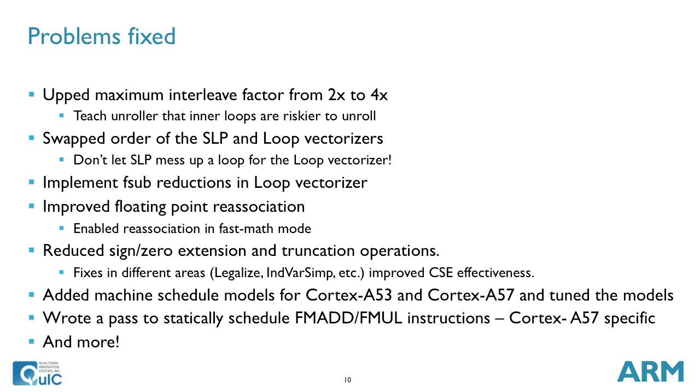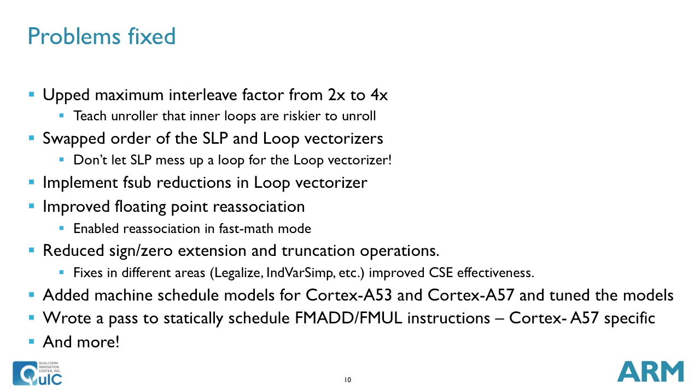We upped the maximum interleave factor from 2 to 4 times. The interleave factor is what the loop unroller in the loop vectorizer will interleave in. And it becomes more risky the more you unroll, especially with reductions, because you end up with a higher critical path at the end. So we had to give the unroller a few more smarts, more heuristics basically, to work out when to do it. It sounds trivial, but actually it wasn't trivial.